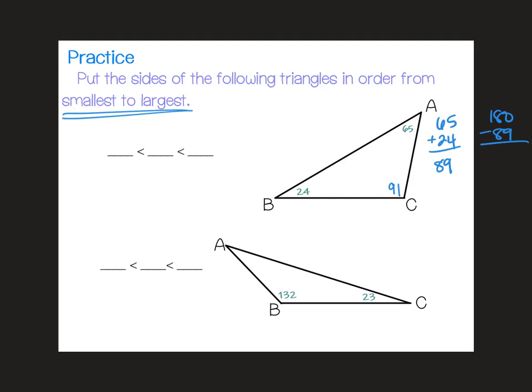So I'm going to start with the smallest angle. It's across from the smallest side. The second angle is across from the middle side. The largest angle is across from the largest side.